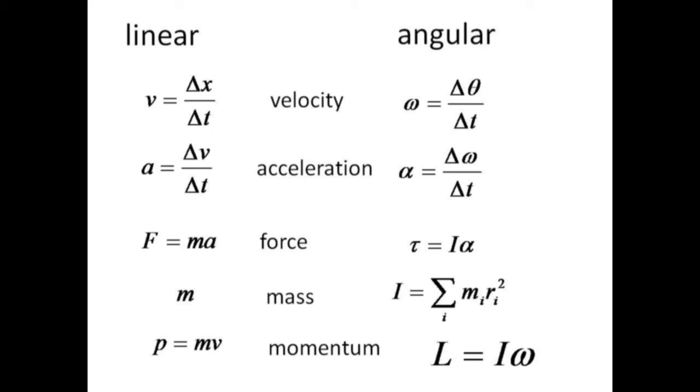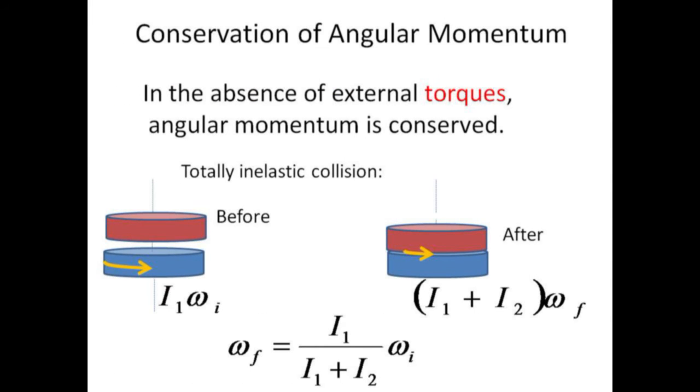Since linear momentum is the product of mass times velocity, it makes sense to define angular momentum, L, as the product of moment of inertia times angular velocity. Thus, L equals I omega. Angular momentum is of interest because, in the absence of external torques, it is conserved.